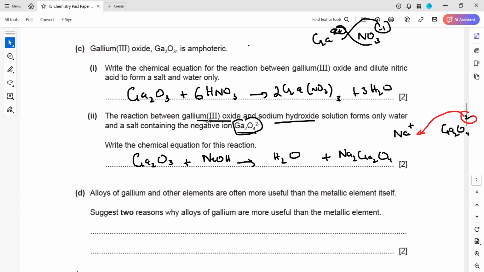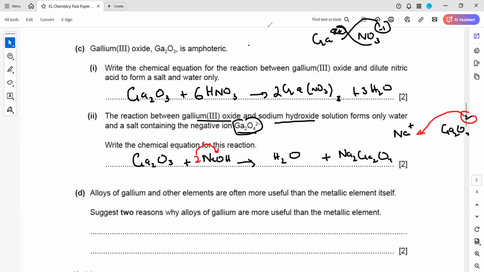Then we have to balance. What should be the balancing? Oxygen is 3 plus 1, 4. So can I put 2 here? Because if I put 2 here, oxygen will be 2 plus 3, 5. Here 1 plus 4, 5. Gallium is 2, gallium is 2. Sodium 2, sodium is also 2. So if we put 2, all of them are balanced. That's easier than the first balancing. Yeah, so that's what you have to do.